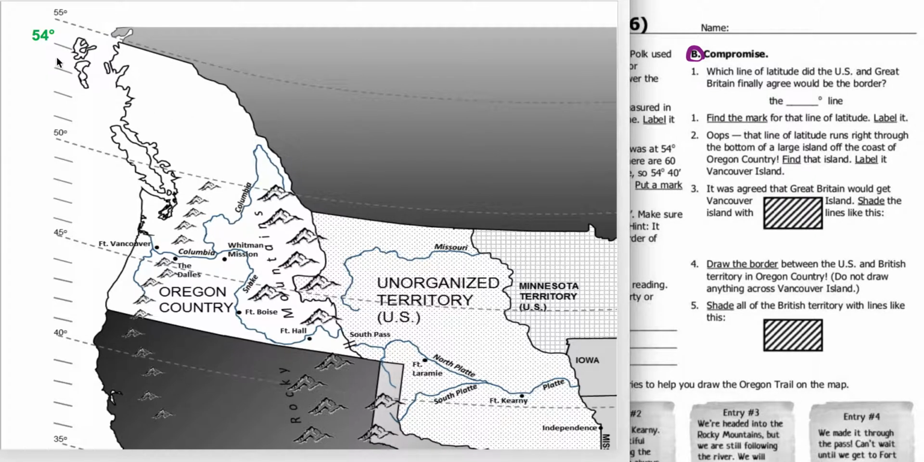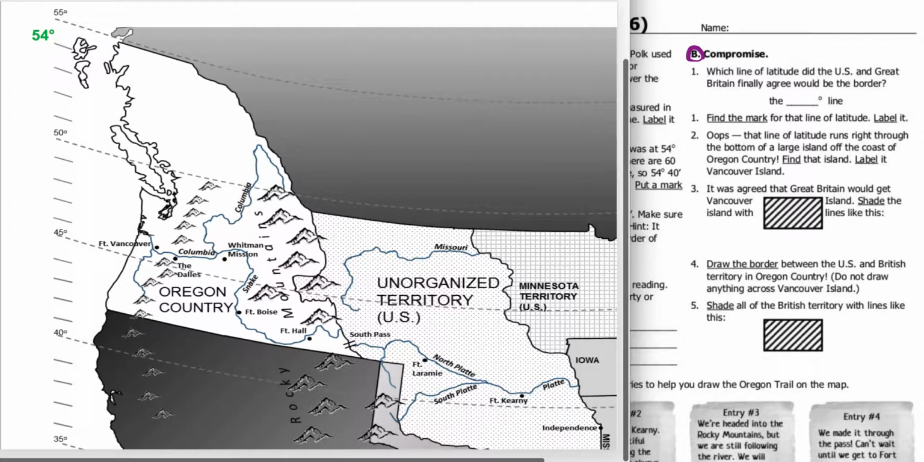Number 2. The north border of Oregon country was at 54 degrees 40 minutes. The apostrophe symbol means minutes. There are 60 minutes between each line of latitude, so 54 degrees 40 minutes would be pretty close to the 55-degree line. Put a mark where you think 54 degrees 40 minutes would be. So we learned in the last video that there are 60 minutes between each line of latitude, and so about halfway through would be 30, so 40 would be right above there. You're going to just draw a line right there.